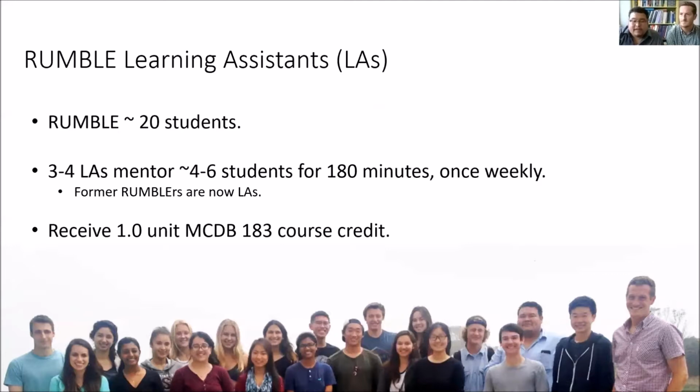Those near-peer models who were in the shoes of our students a couple of years ago, and they can look up to them and say, yeah, I want to become them. Rumble is a very small course, given that it's only a lab, it's only 20 students. And usually we have between 3 and 4 LAs to mentor them. The way that we do it is that we assign an LA per table, but they are free to rotate and move through the experiments. And the lab itself is 3 hours long, once weekly, and they also receive credit for doing this.